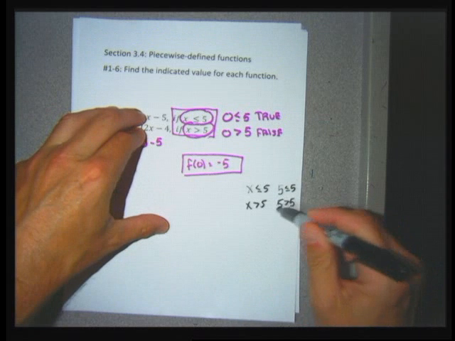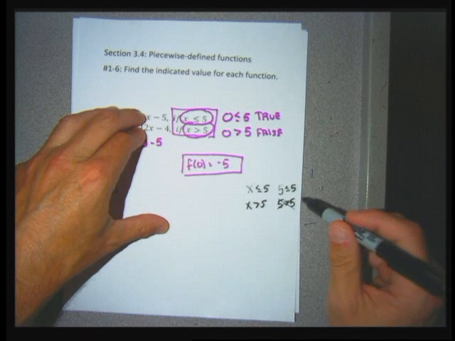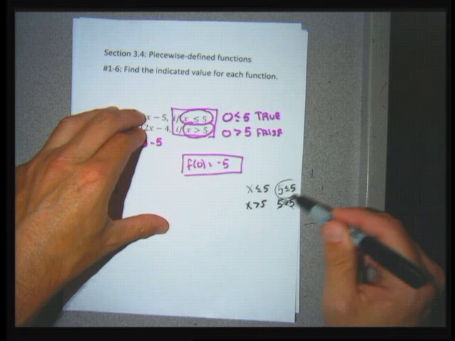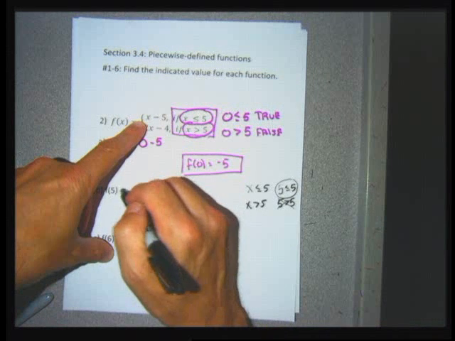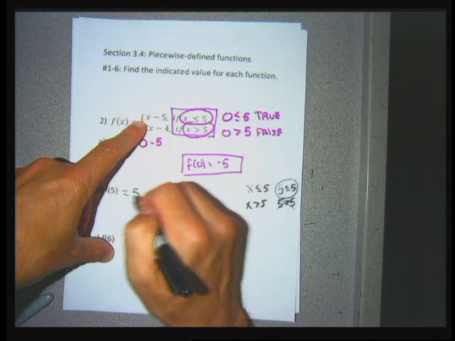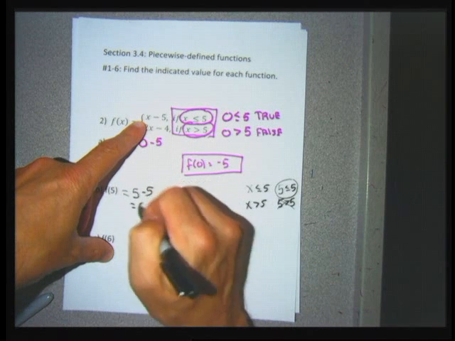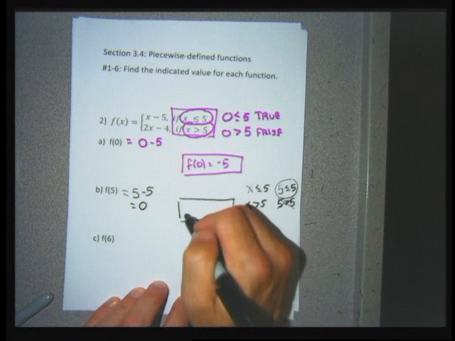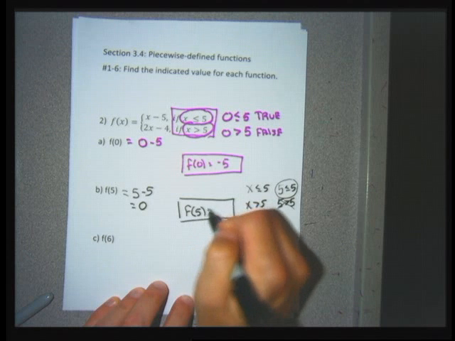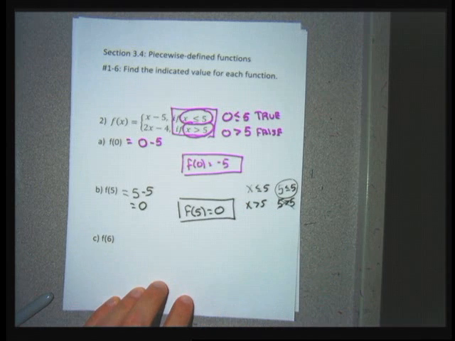And it's not true that 5 is greater than 5 because it's not greater than, but it is true that 5 is less than or equal to 5 because it's equal. So I'm going to plug the 5 into the top x and say f of 5 is 5 minus 5. I'm going to write 0 for my answer. So for part B of number 2, I'm going to say f of 5 equals 0.